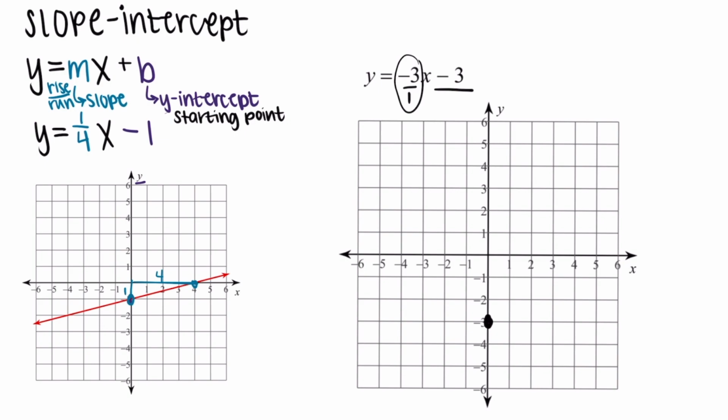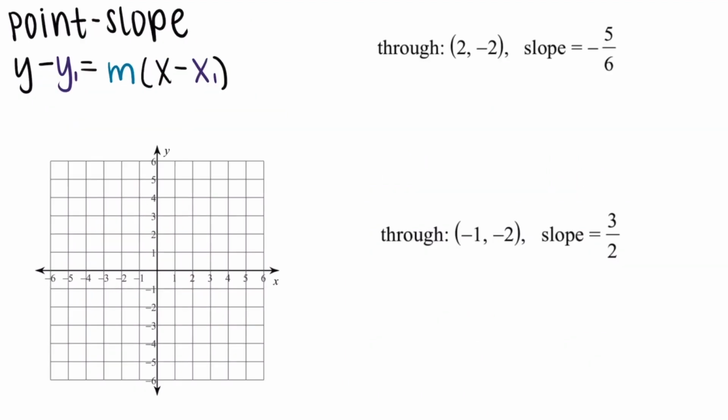in front of x, which ours is -3, and any whole number is just over 1. So since it's a -3, we are going to go down 3 and to the right 1, or you could also go up 3 and to the left 1. I can't go down and to the left because that would be a double negative, which would make it positive. So you're either going down and to the right or up and to the left. Once you have a few points, you can go ahead and use your ruler to connect those and get your straight line.